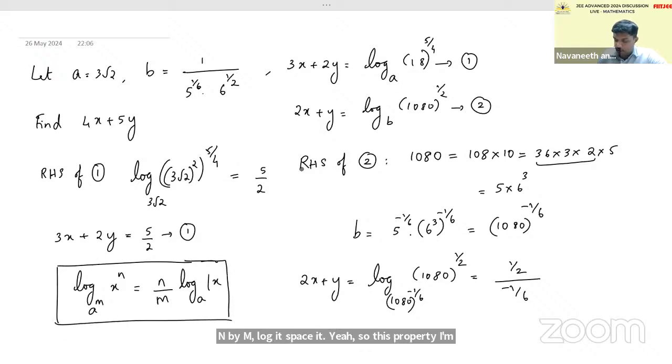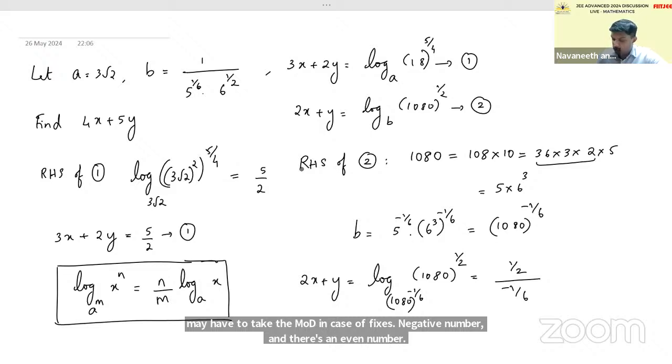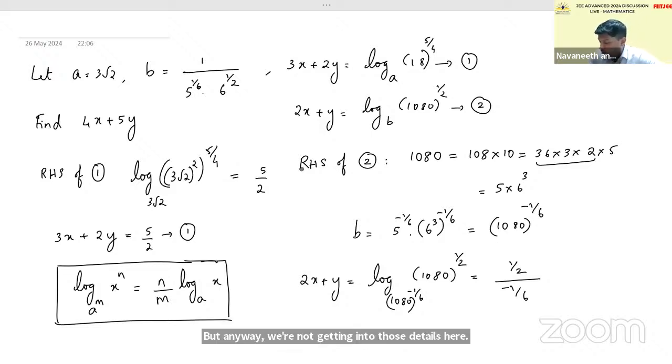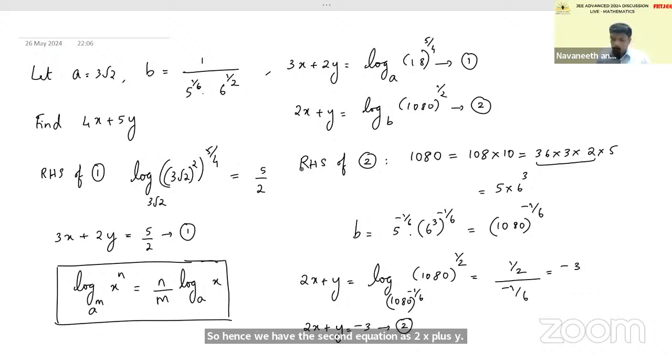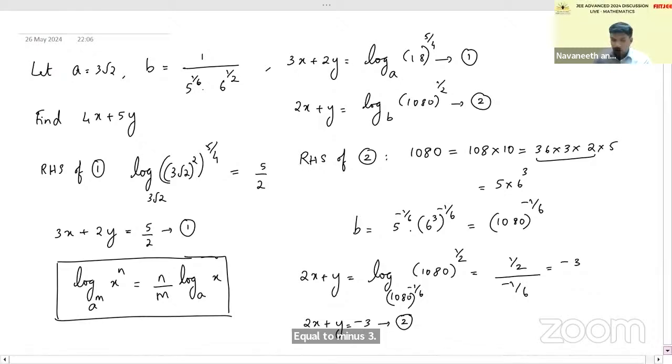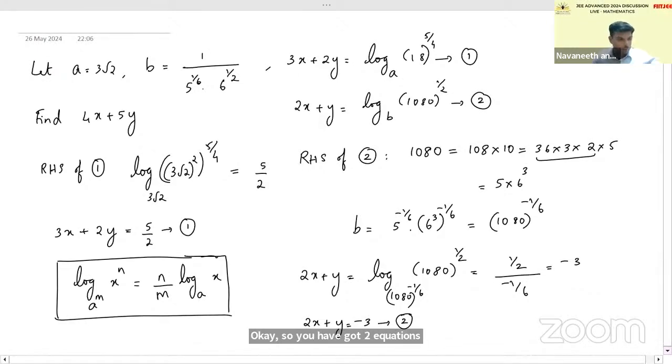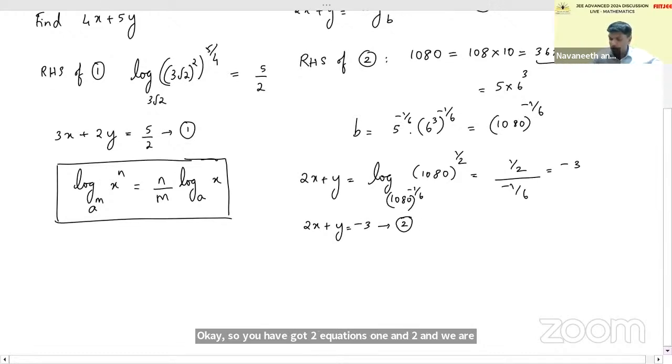You may have to take the mod in case x is a negative number or n is an even number. But anyway, we're not getting into those details. Here we have 1080 is anyway a positive number. So it now becomes minus 3. So hence we have the second equation as 2x plus y is equal to minus 3. I hope we are correct here. So we have got two equations, 1 and 2, and we have to solve equations 1 and 2 to just find x.